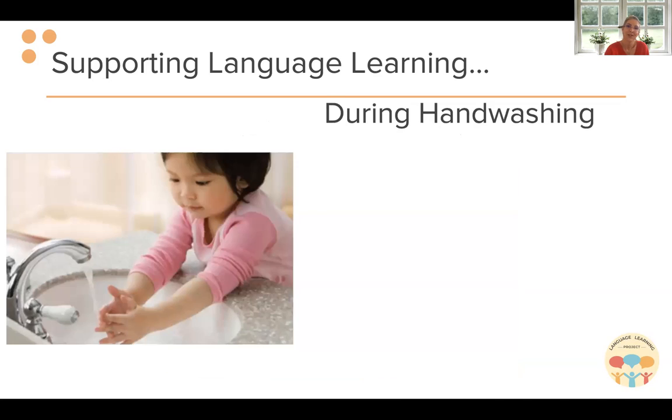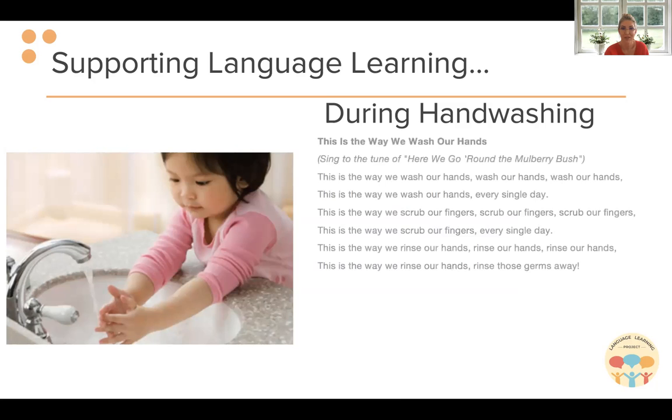So let's look at the use of songs and chants. Again, this is an example of maybe during hand washing, you could create a song that helps children to know what to do when they're there, and also, again, to embed that rich vocabulary. So in this song, I'll go ahead and sing it. It's to the tune of Here We Go Round the Mulberry Bush. And remember, pairing gestures and visual cues helps too.